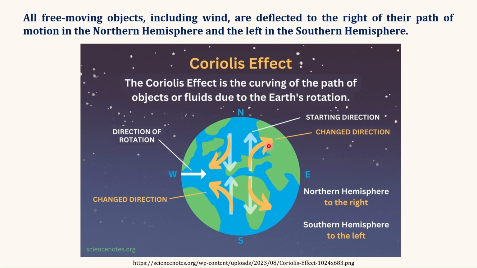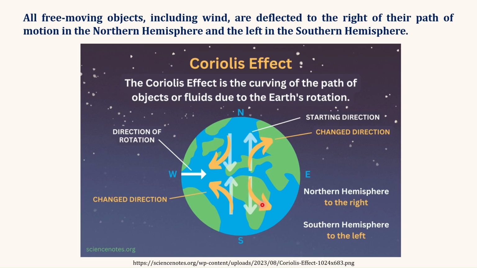As we can see, this is the direction of rotation, meaning the Earth rotates from west to east on its axis. In the northern hemisphere, this is the starting direction, but due to Earth's rotation, it is deflected towards the right. Similarly, here also, this is the direction of motion, but because of Earth's rotation, it is deflected towards the right. A similar phenomenon is observed for the southern hemisphere also, but here the deflection is towards the left, as we can see in this case also, as well as here also.